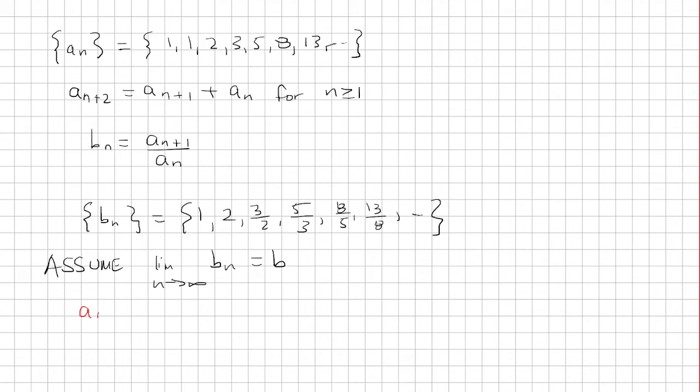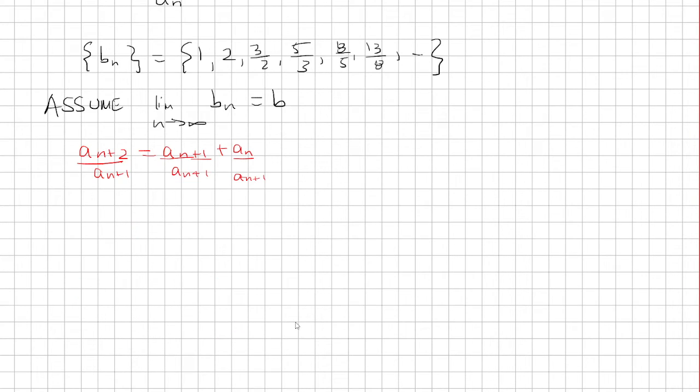Okay, we know that the n plus second term is the n plus first term plus the nth term. From here, we're going to divide both sides by the n plus first term. So now we have the n plus second term divided by the n plus first term. And then these are going to cancel. We have 1 and then plus a sub n over a sub n plus 1.